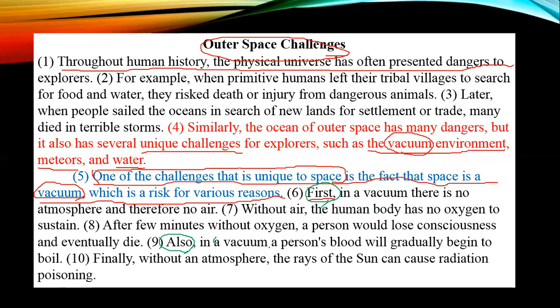In a vacuum, a person's blood will gradually begin to boil. This is the second reason. And the last reason, finally, without an atmosphere, the rays of the sun can cause radiation poisoning. So radiation poisoning is the last reason. Am I clear? Yes.